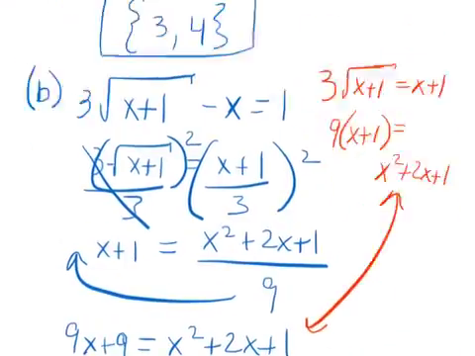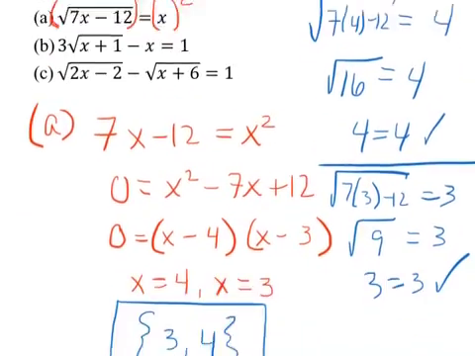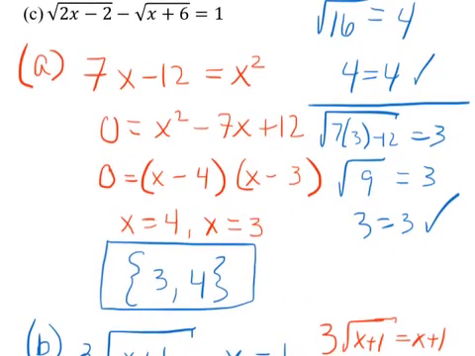Okay? Go ahead and write it down. Part C. Square root 2x minus 2 minus the quantity square root x plus 6 equal to 1.